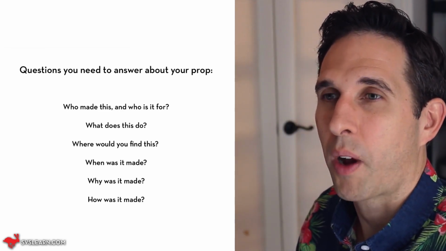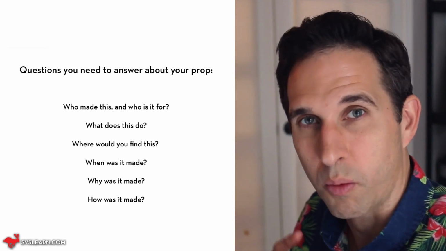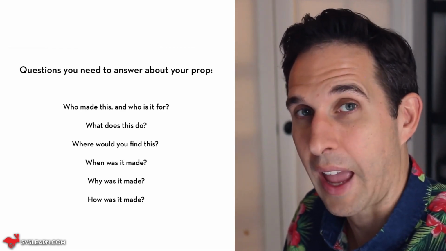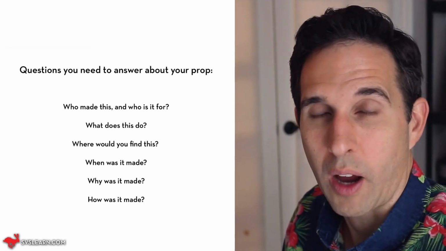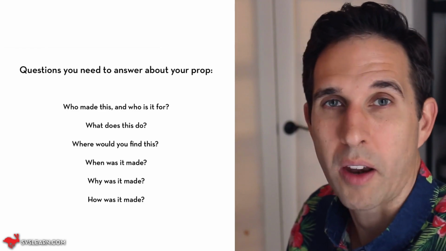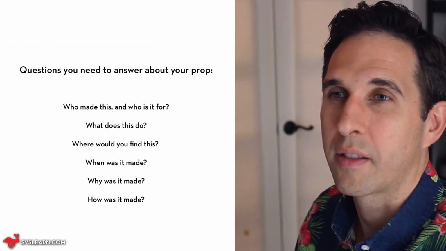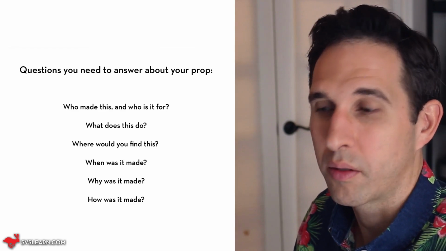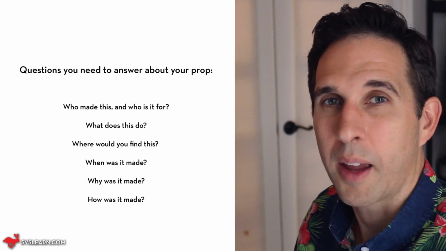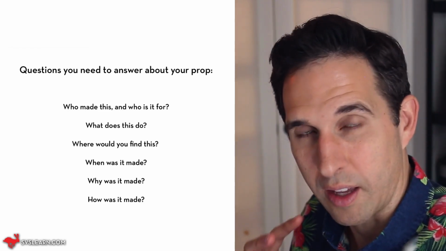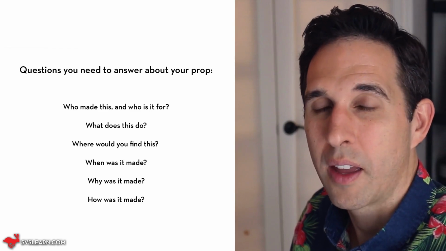Where would you find this prop? Think about, is this prop going to be in the foreground? Is it going to be in the background? If it's going to be in the foreground, then you're going to want to think about details that you're going to add to it that would be visible from the foreground. If it's in the background, you don't need to worry about as much detail. Also, where would you find this? A broader question there is, what's the time or the place or the genre that this particular prop is set in? So be thinking about that.